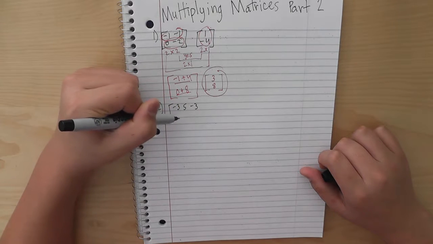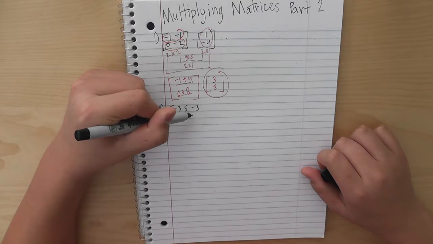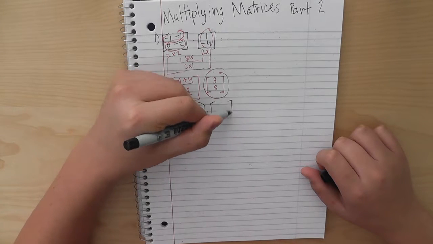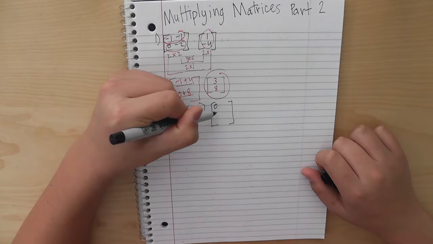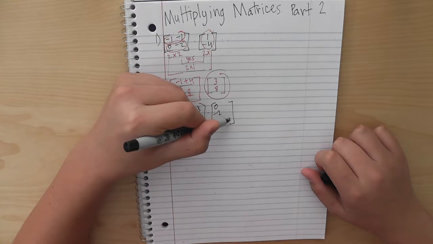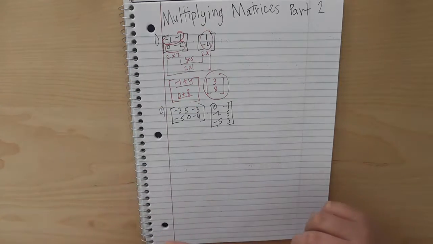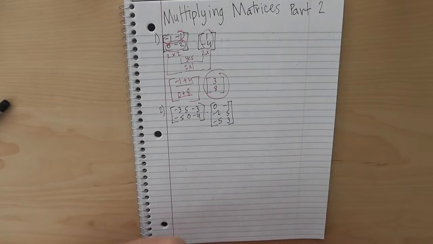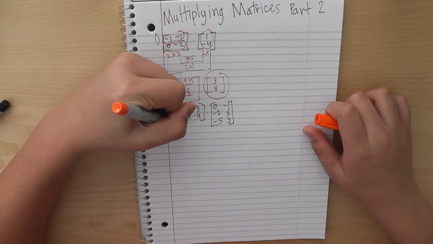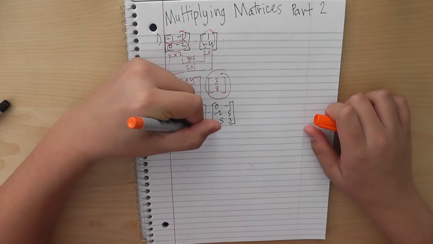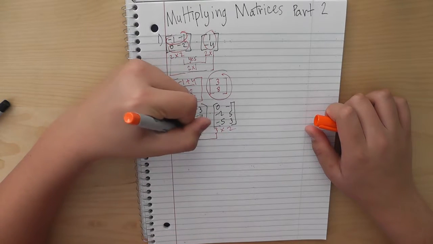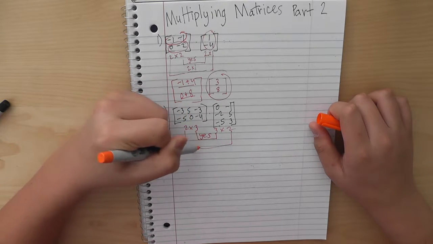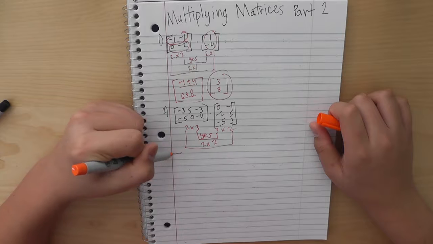-3, 5, -3, -5, 0, -4. Multiply all that by 0, -2, -5, 3, 5, -1. Alright, so again, this is a 2 by 3 by a 3 by 2, so yes, the inner values are the same. 2 and 2 are going to be the dimensions.